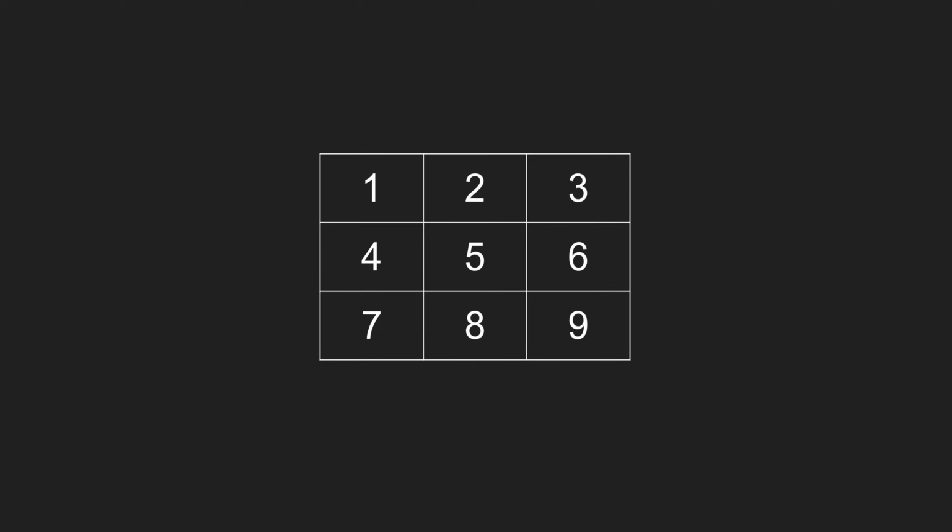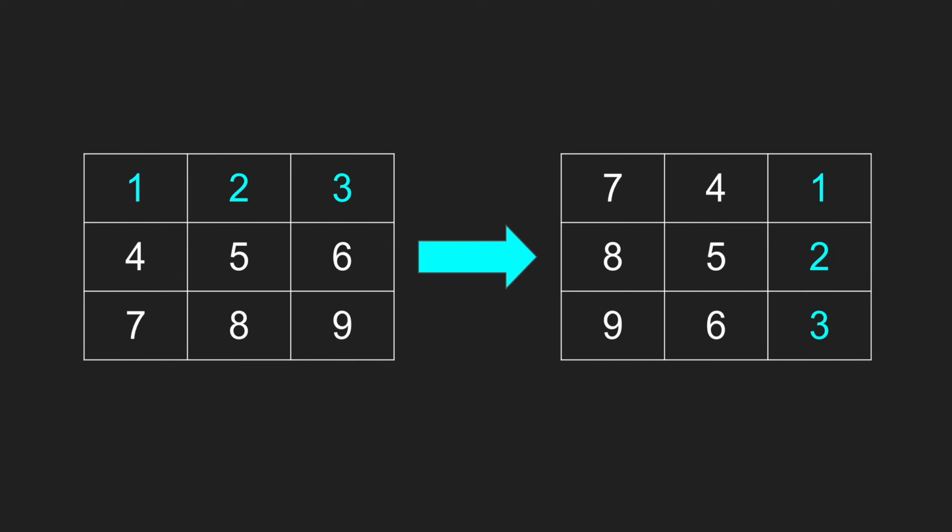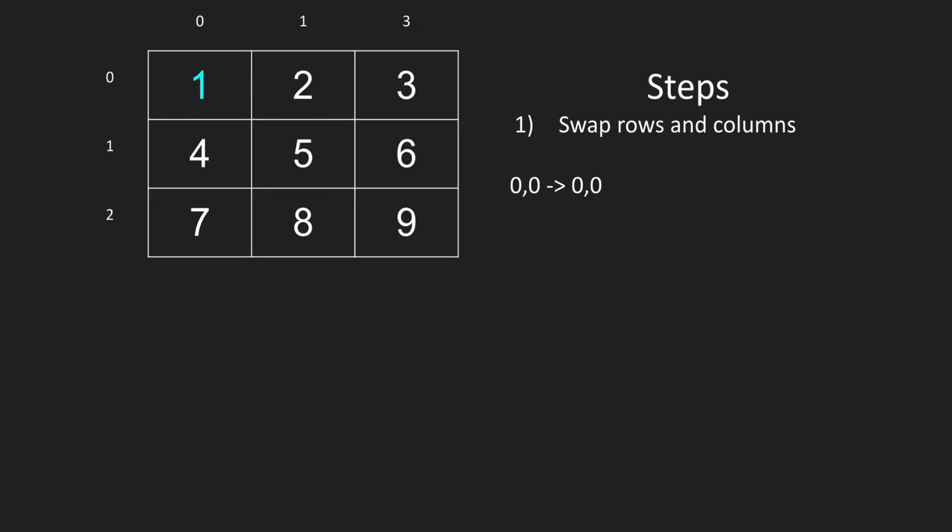Let's take the first example and work on it. The first thing that we may notice is that after rotating our matrix, our rows become our columns. For example, 1, 2, 3 becomes a column in the second matrix after rotating, and in the same way 4, 5, 6 and 7, 8, 9 become columns. So that's going to be our first step: we are swapping rows and columns in our matrix.